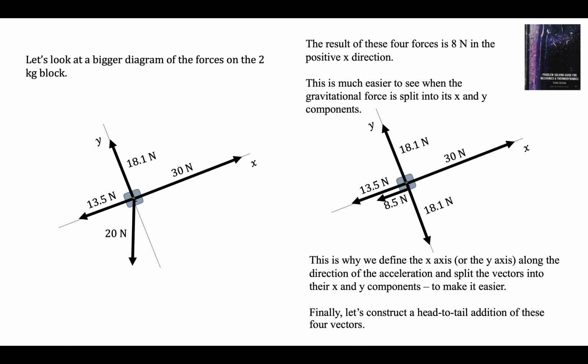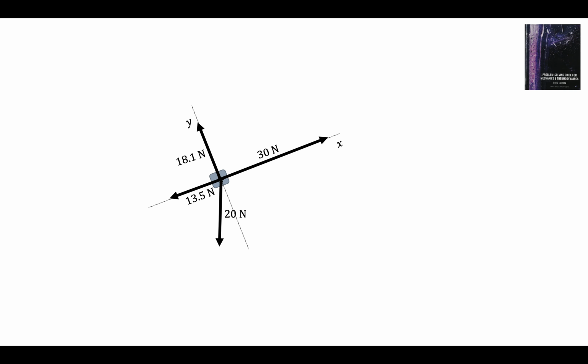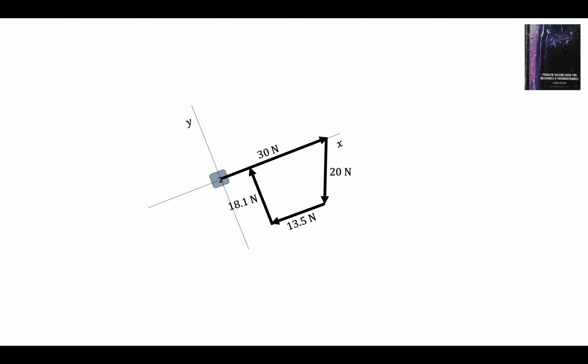Finally, before we go, let's construct a head-to-tail addition of these four vectors. These four vectors on the left: gravity, friction, normal force, tension. We're going to add them head to tail. So there they are. These four vectors, when we add them head to tail, must give 8 newtons along the positive x-axis. So now we're going to move over the gravitational force to the end of the tension. We're just doing head to tail. Now we're going to put the frictional force at the end. Now we're going to put the normal force at the end. And if we add all those up, we get this.